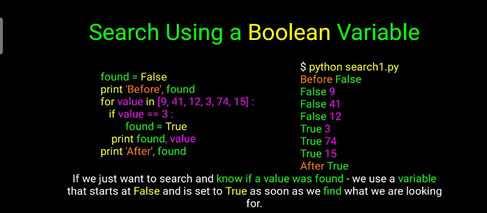We can also use a Boolean variable to find or search. Here, in case we want to find out whether the value 3 exists in the sequence, if it exists, we change the flag to true.